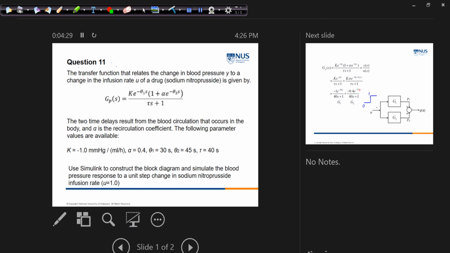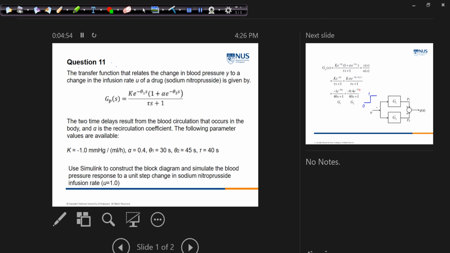Also, the two time delay terms, theta 1 and theta 2, have units of time. Moreover, we have the denominator, tau s plus 1. So tau is a time constant. It describes how fast the system responds to the input change. Like at 5 tau, you will reach 99.9%. So this tau term is given here as the time constant.